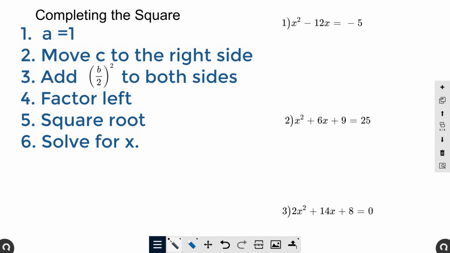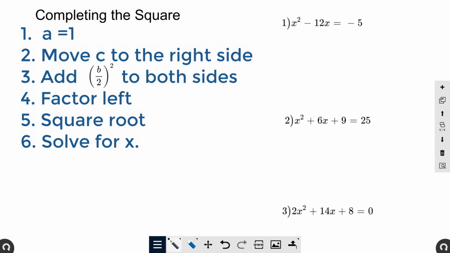All right, so with completing the square, you have these 6 steps to do. First off, a must equal 1. A is the number that's with x squared. Then you move c, which is your constant term, to the right side. So on the left side, you just have x squared and x. Your x's are on the left, your constant term's on the right.